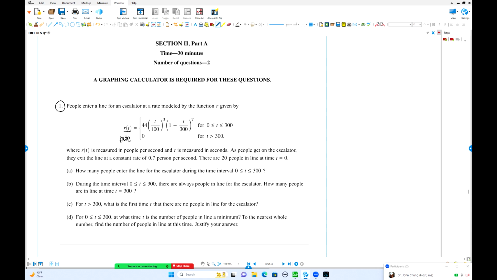Not the original graph. Maybe the original graph looks like this one, R(t), right? So R'(t) is a little t. This is actually the derivative, right? That's the rate.